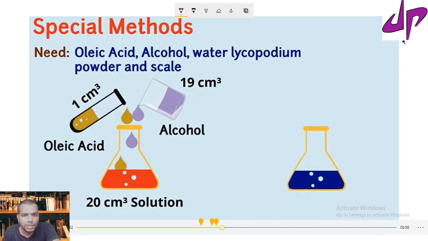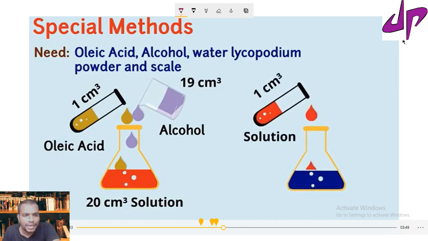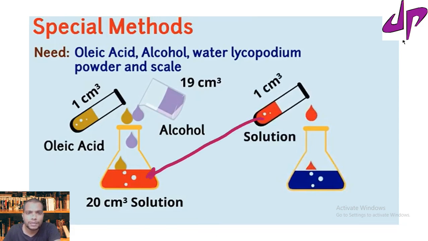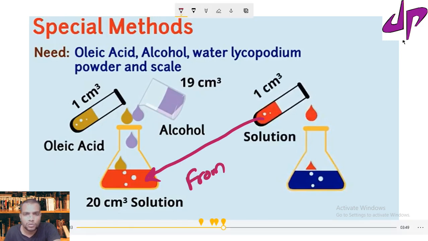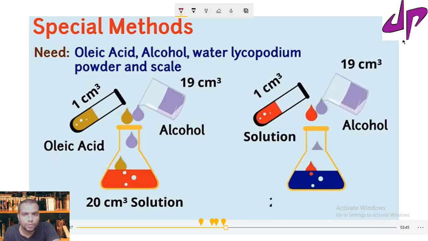Now from the solution we can take again 1 ml. So from this solution, this 1 ml is taken from it here. From the solution, now we are adding another 19 ml of alcohol.